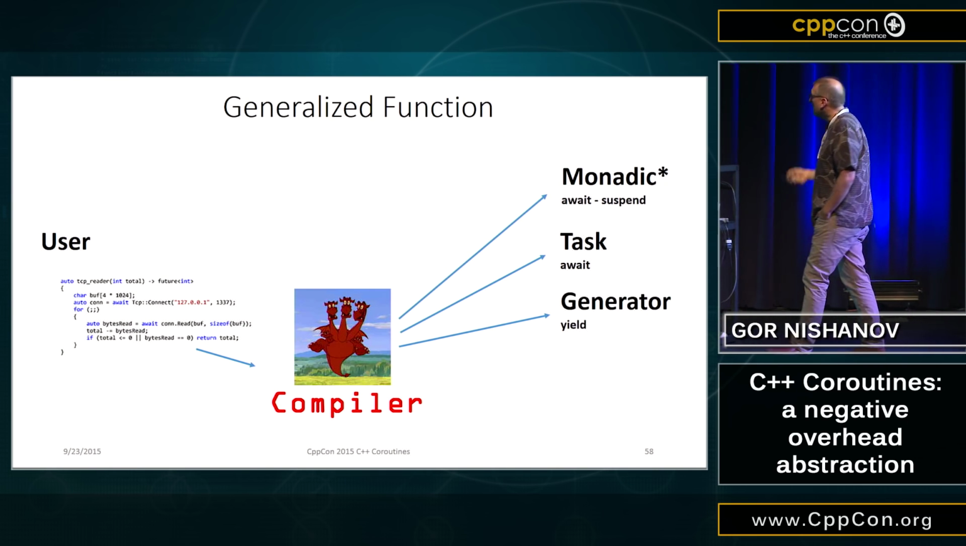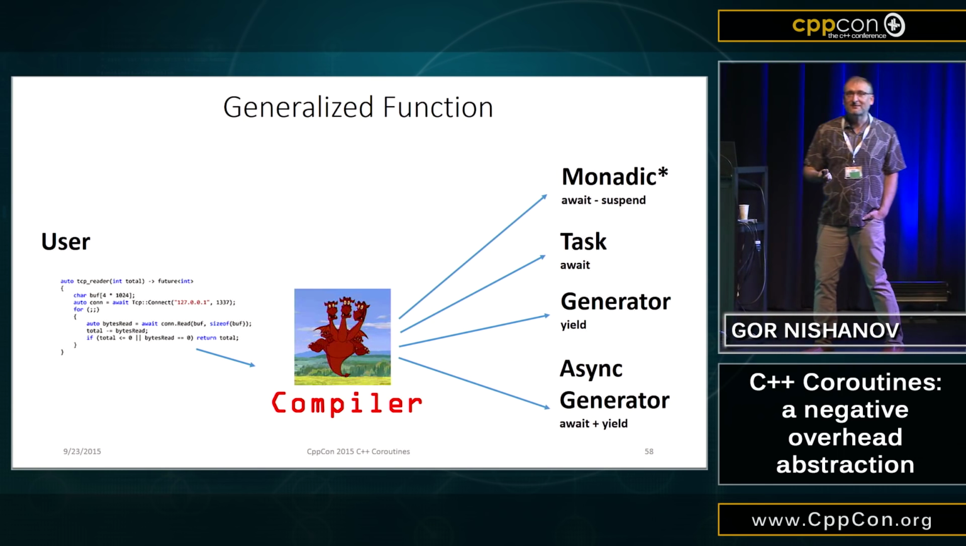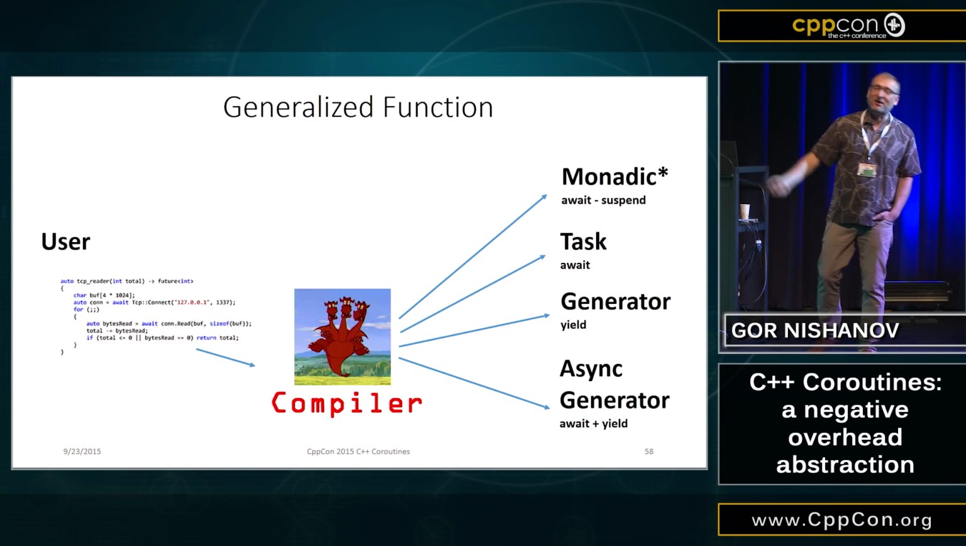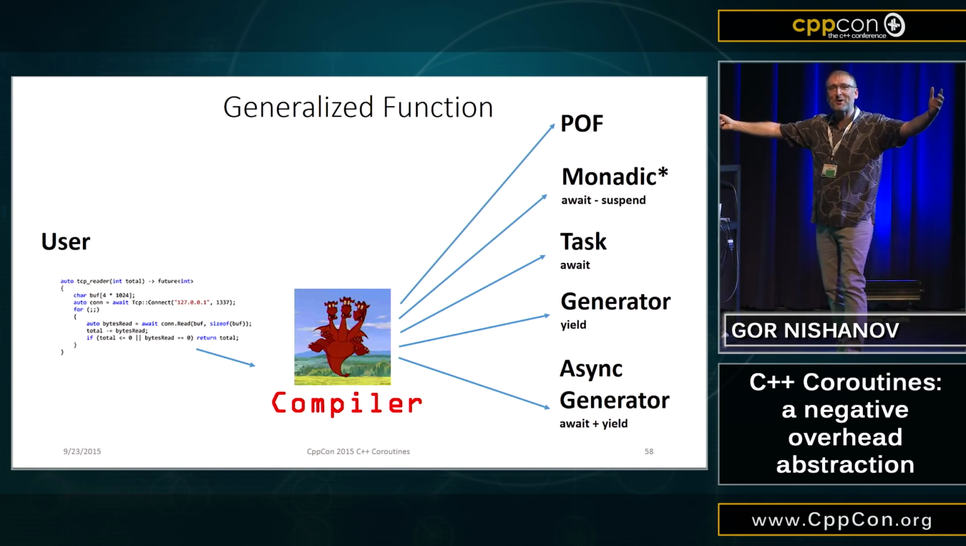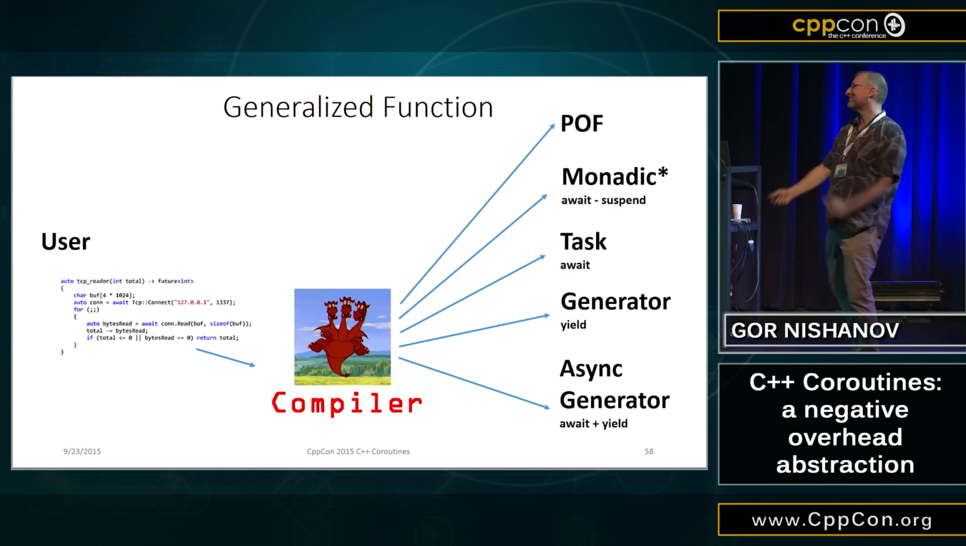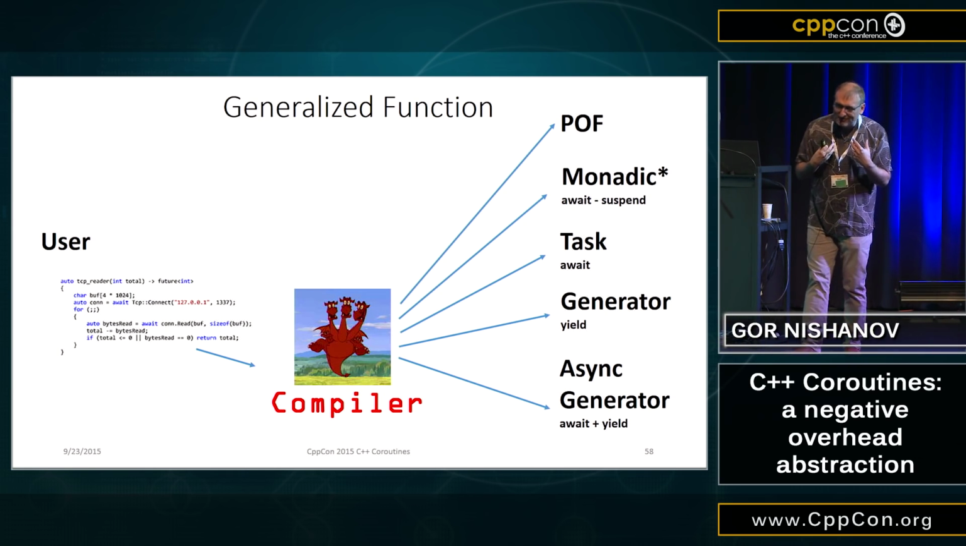Keep going. If you use yield, it's a generator. If you use yield and await, it's an asynchronous generator. And if you use none, it's POF. Who knows what POF stands for? Yes, plain old function. Good.